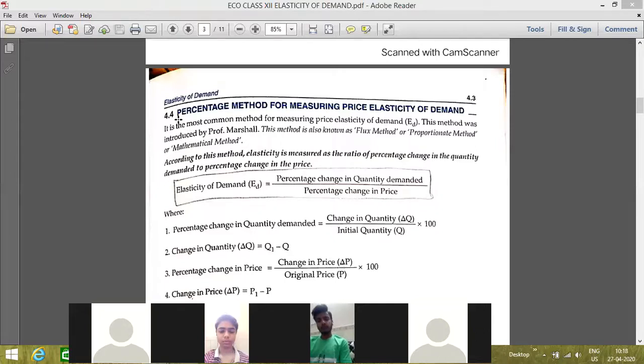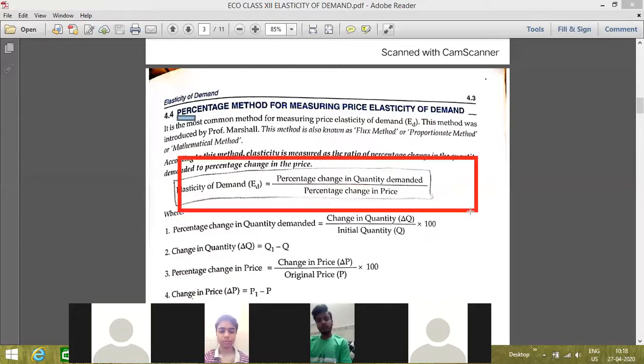With the percentage method, the ED can be calculated by following a formula. Now, what is the formula by which we can calculate this? This is that formula: percentage change in quantity demanded divided by percentage change in price. This is the formula for calculating ED.